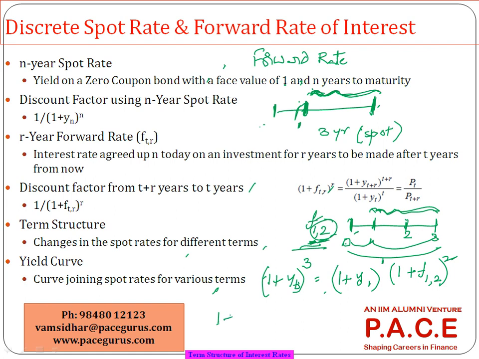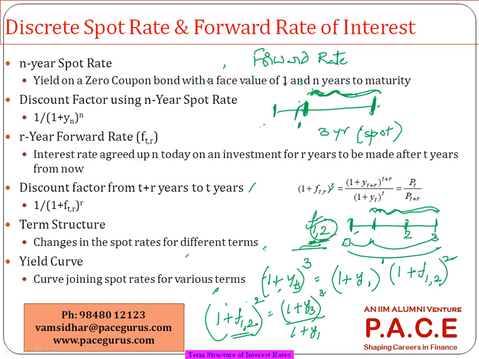So from here I should be able to find out, because spot rates I know as of today, but the forward rate is the interest rate in future. So how do I find out? I do it like this: (1 + y3)^3 divided by (1 + y1). Whatever I get is (1 + f12)^2, and taking the square root, I will get f12, and from there I will get the 2-year forward rate 1 year from now.